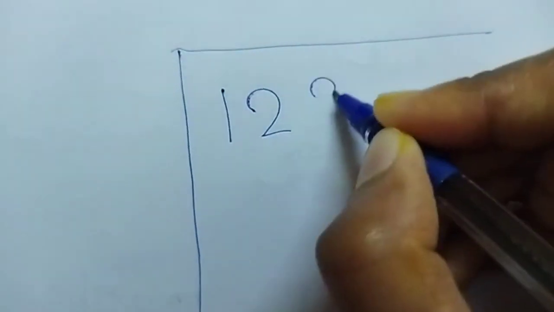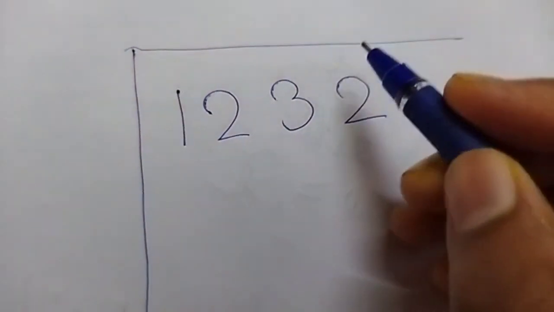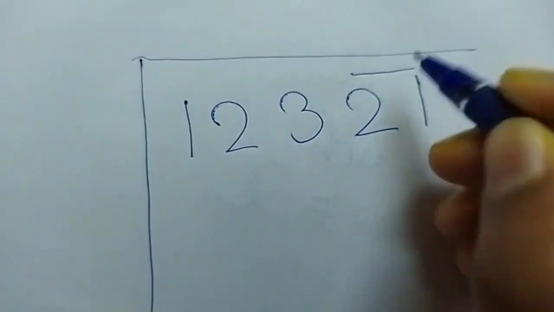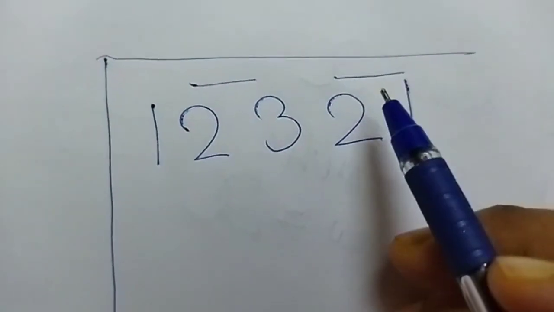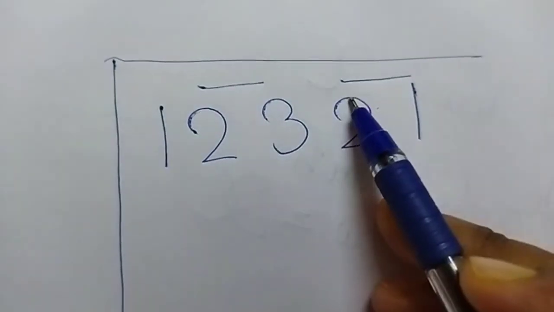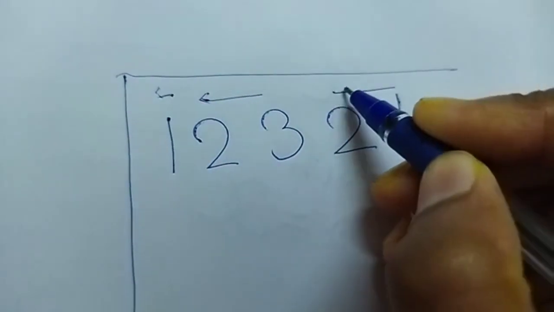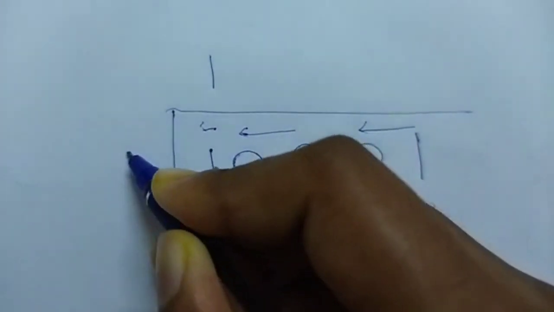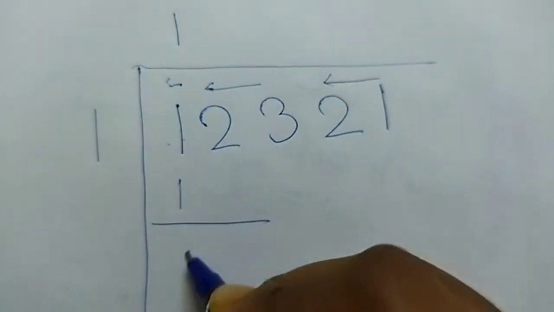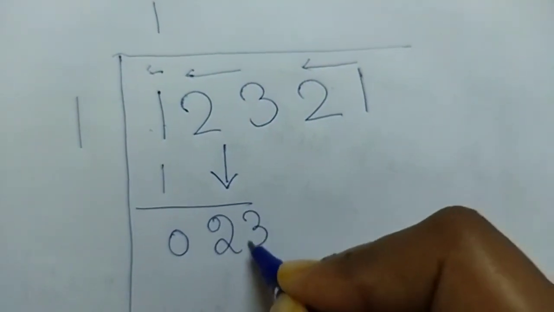1, 2, 3, 2, 1. So using the long division method, we need to pair them. So I am pairing them. We need to start pairing from right to left. So here this one is left out, 1. The perfect square is 1: 1 ones are 1. Remainder 0. Next we bring down the second pair, that is 23.